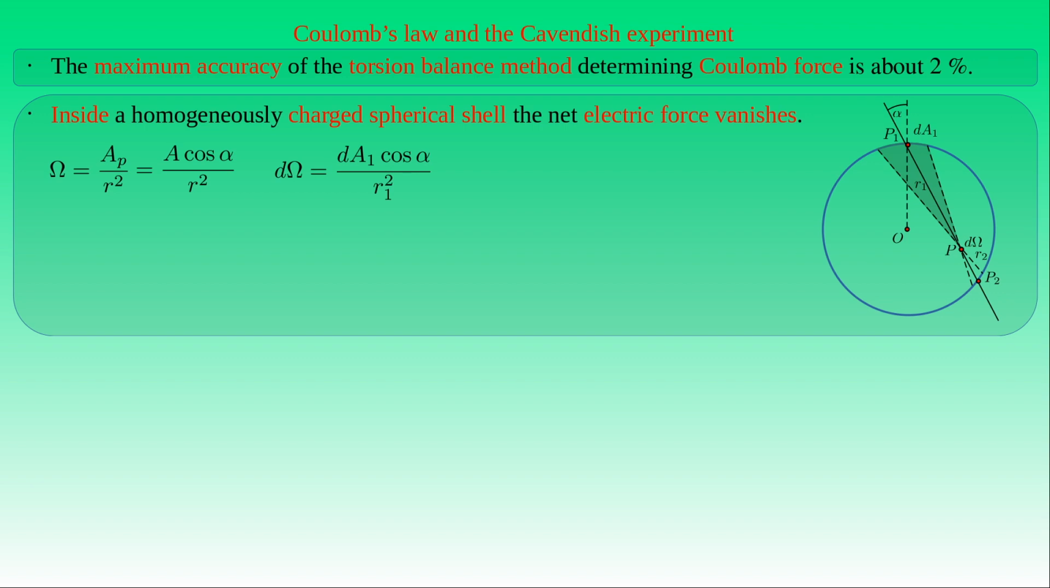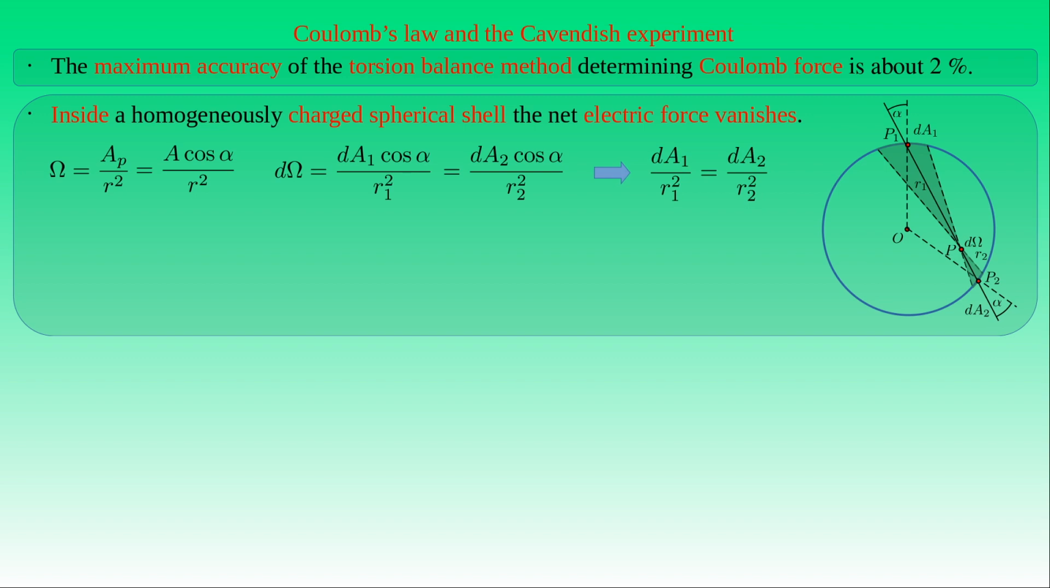Here the angle alpha is measured between the directions of the segments OP1 and PP1. We can also consider the area element dA2 around the point P2, which is subtended by the same solid angle d omega. Therefore, d omega is equal to dA2 times cosine alpha divided by r2 squared, where r2 is the distance between the apex P and the point P2. The angle alpha is measured between the directions of the segments OP2 and PP2, which is the same angle as the one measuring the inclination of the surface area at the point P1. Then we can write that the ratio of dA1 to r1 squared is equal to the ratio of dA2 to r2 squared.